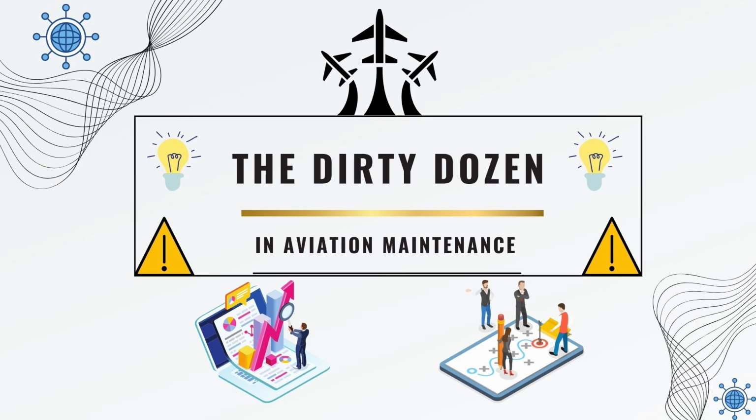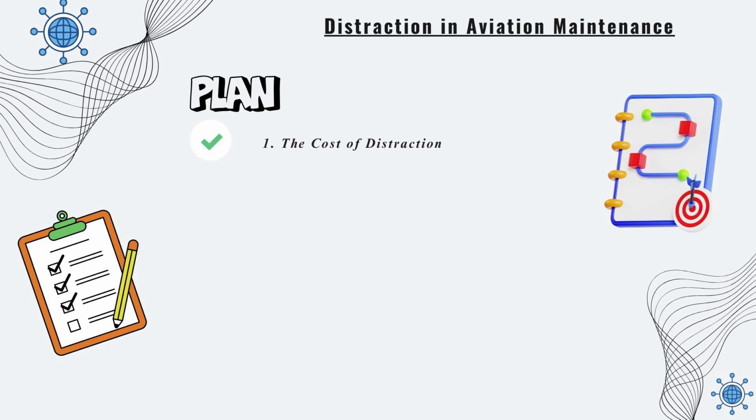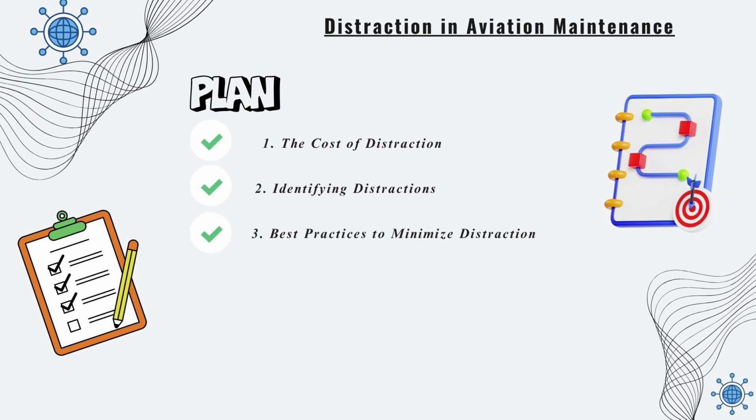The Dirty Dozen in Aviation Maintenance. Welcome! In this video, we will explore distraction in aviation maintenance. We will first start with the cost of distraction. Secondly, we will cover identifying distractions, and then best practices to minimize distraction. Finally, we will address management's role, and then we will conclude with a brief summary.